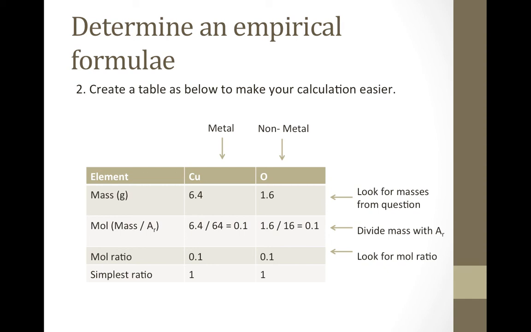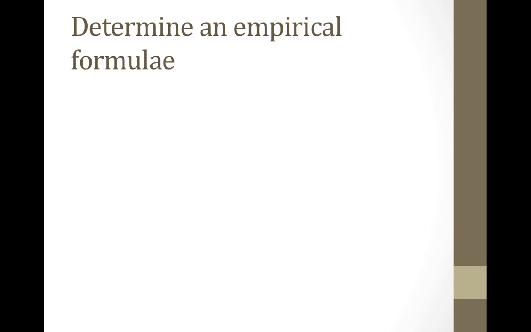The next step, you look for the mole ratio. Both copper and oxygen give the similar mole ratio, which is 0.1. And after you look for the mole ratio, you try to get the simplest ratio for both copper and oxygen.